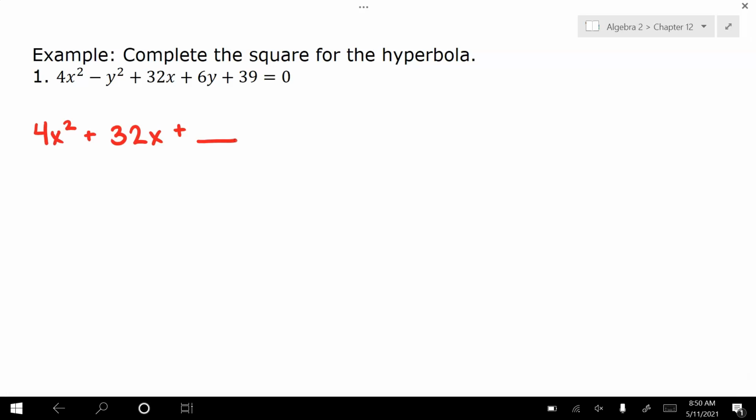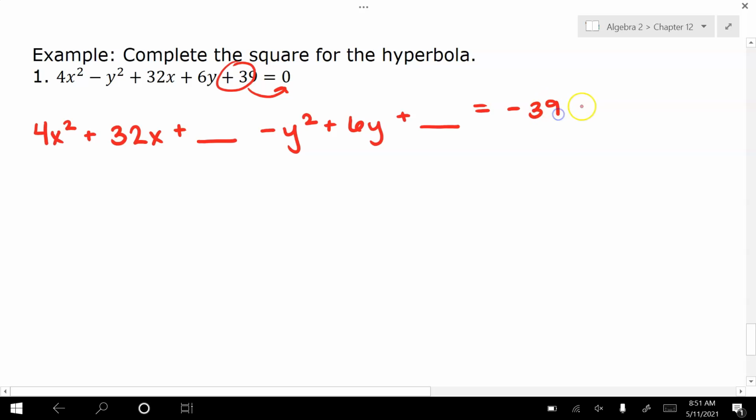Now my y terms, we have negative y squared and a 6y. I'm going to go ahead and do my second blank. And then remember with whole numbers, so that 39, this one here, we're going to move that over to the other side. So we want to subtract it from the 0. So it says -39. And then we're going to add in 2 more of those blanks.